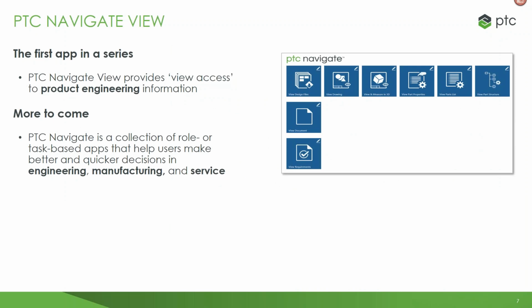To realize the business benefits of good decisions and to avoid the repercussions of bad ones, it is essential that stakeholders throughout your organization can access the most up-to-date information when they need it. So PTC is developing a series of Navigate apps. The first app in the series is PTC Navigate View. This app focuses primarily on providing users with view access to product engineering information. We have more apps to come for engineering, manufacturing, and service in the future.